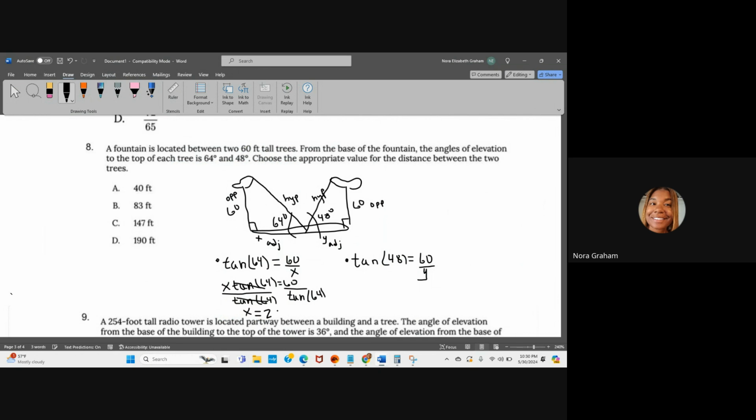Since they didn't tell me how to round, what I like to do is write out at least 4 numbers after my decimal point so I can get it right, because we're going to have to add these two at the end. Let's do the same thing for here. I'm going to get y because I multiply both sides by y. So I get y tan 48 equals 60.